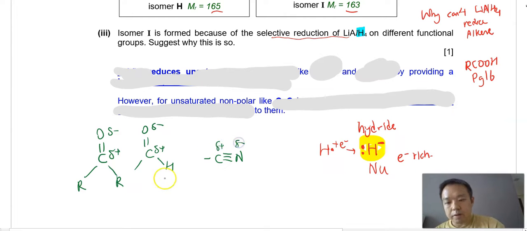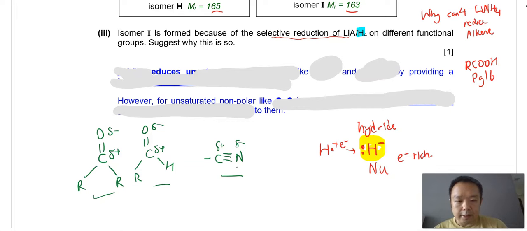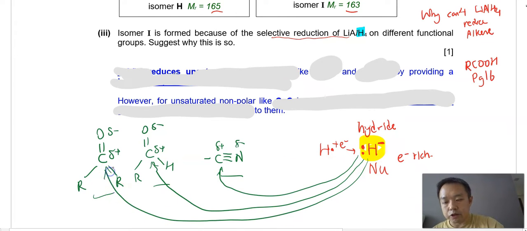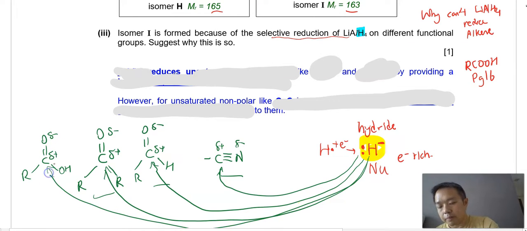Okay, why are they able to reduce your ketones, aldehydes, and nitriles? Because when you look closely, the carbon is actually electron deficient. As a result, there's a high likelihood that the hydride can be attracted to the electron deficient carbon. So if you have revised your carboxylic acid, you also know that lithium aluminum hydride is the only reducing agent that can reduce your carboxylic acid.